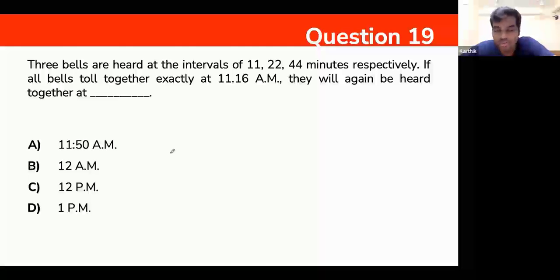You have understood that concept, you know. Okay, so what is given in the question? 3 bells are heard at an interval of 11, 22 and 44 minutes respectively. All bells tolled together exactly at 11:16 a.m. Then they will again toll together at what time? Okay, so that is the question.